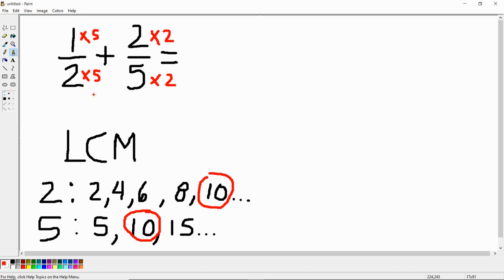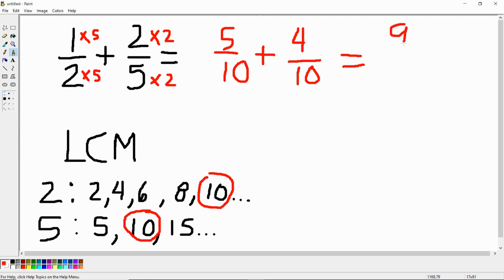Okay, so now we're ready to rewrite our problem. 1 times 5 is 5. 2 times 5 is 10. We're adding. 2 times 2 is 4. 5 times 2 is 10. Now both of our bottom numbers are the same, so all we have to do is add the top two numbers. You don't add the bottom numbers, you just slide it on over. And there's our answer. 1/2 plus 2/5 equals 9/10.